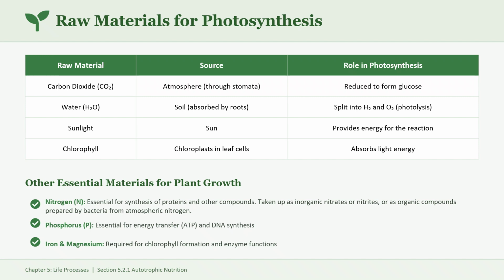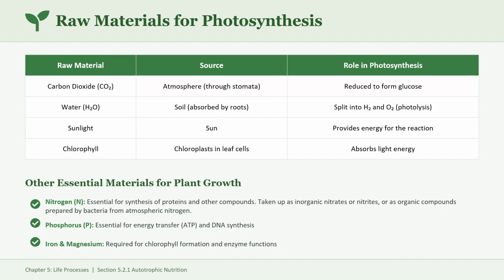Here they have mentioned some raw materials for photosynthesis. So what are the raw materials for photosynthesis? We need four raw materials, like how your mommy cooks in the kitchen. Here the leaf is called the kitchen of the plant. Carbon dioxide, water, sunlight, chlorophyll: all these raw materials are very important.